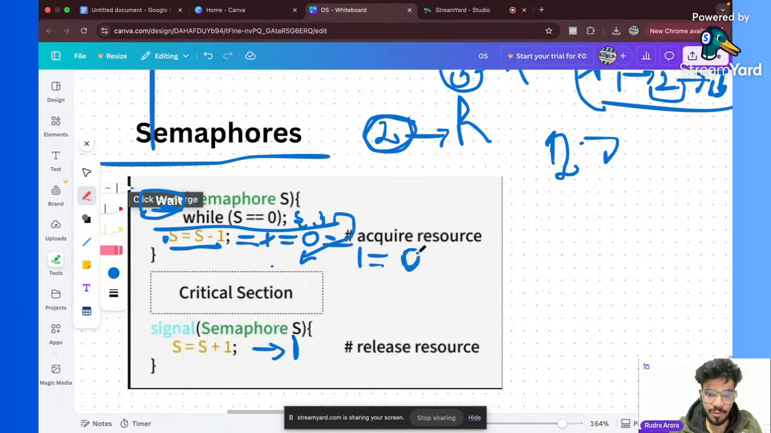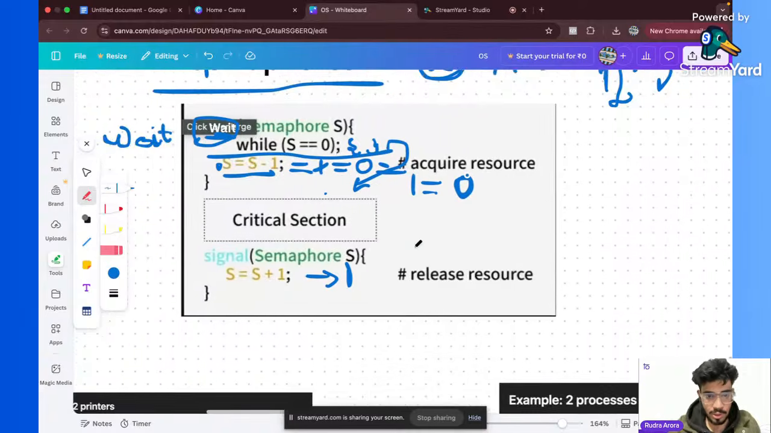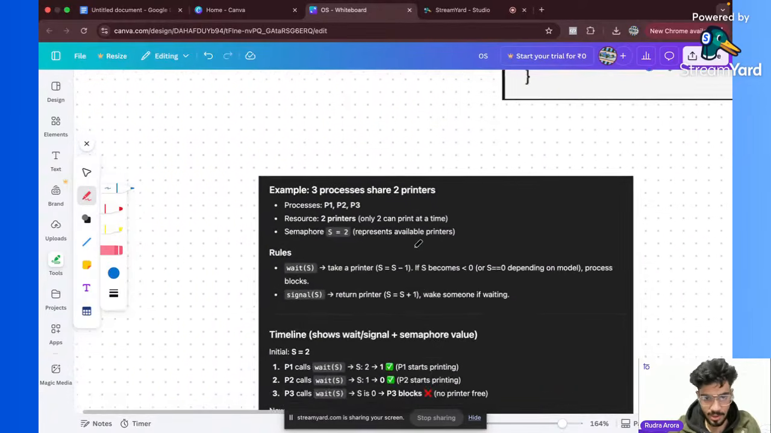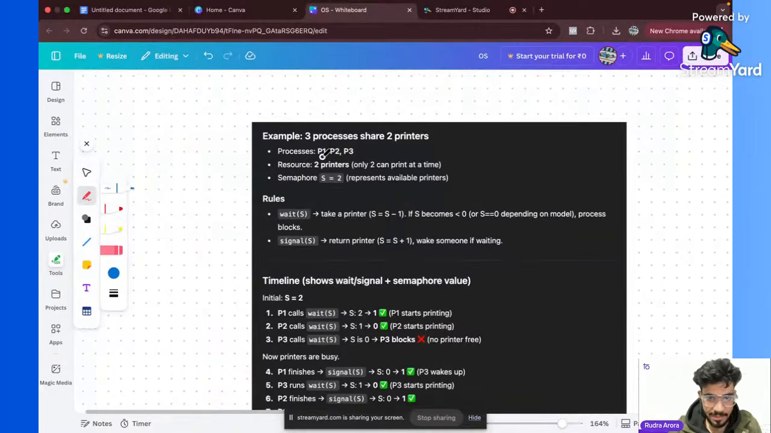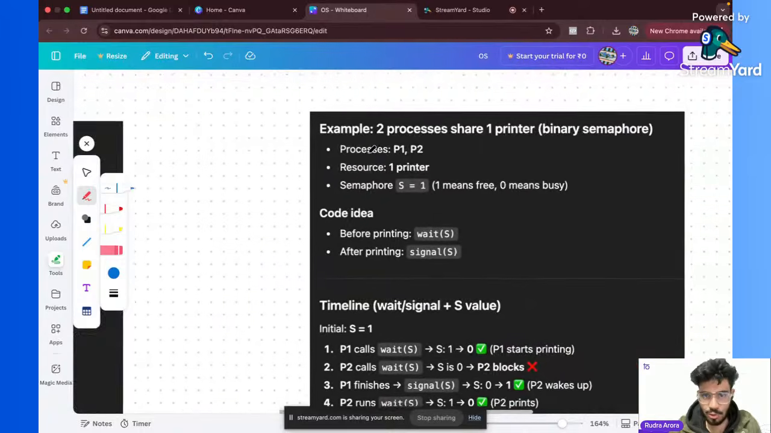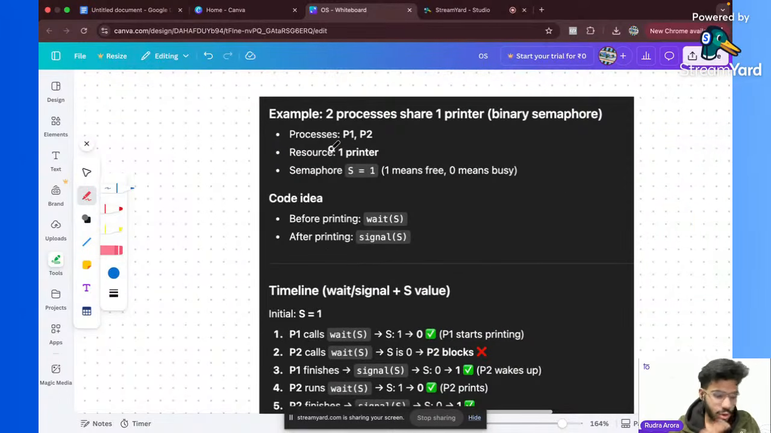Okay, so semaphore is nothing. It is actually an integer value, which tells about the current state of the critical sections. Okay, so this thing would be more clear here. Suppose there are p1, p2. Let's just do it for two processes first. Then we'll go for three processes. Okay, it will be clear. Wait for a minute.